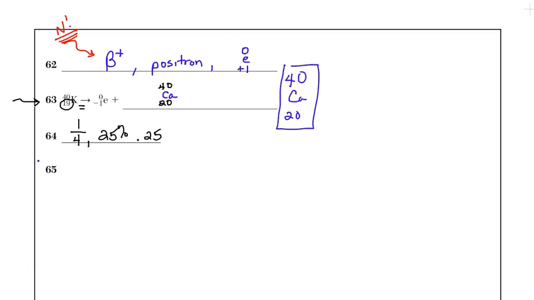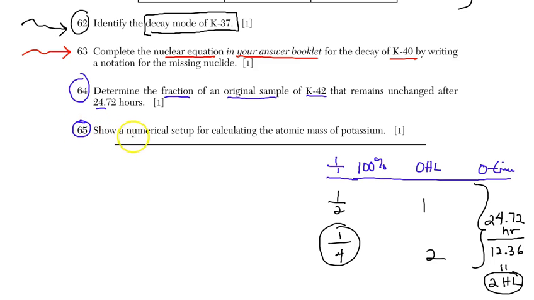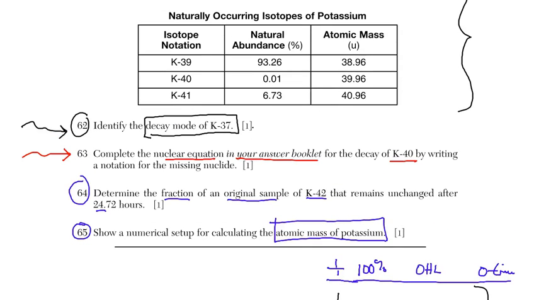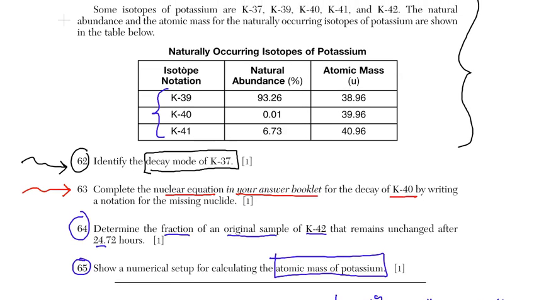Number 65. Show a numerical setup for calculating the atomic mass of potassium. All right, if I'm going to find the atomic mass of potassium, what I'm going to have to do is something called a weighted mass problem. We know that there are, let's pretend that there's only, well, let's see here. Let's get the blurb. Maybe the blurb tells us.